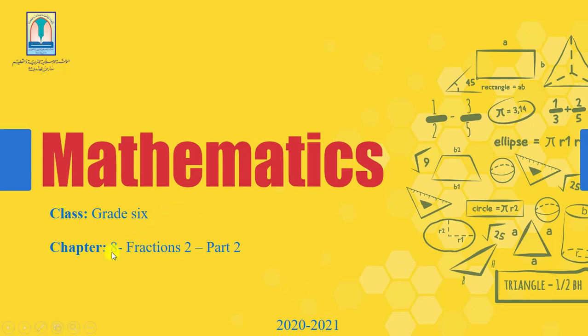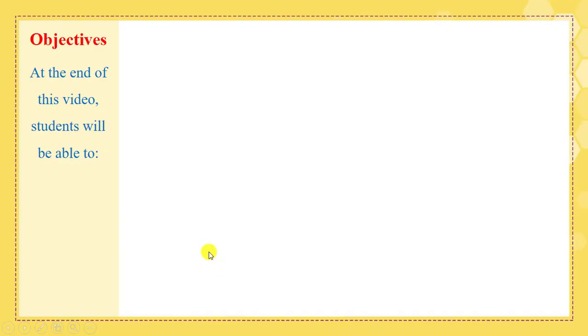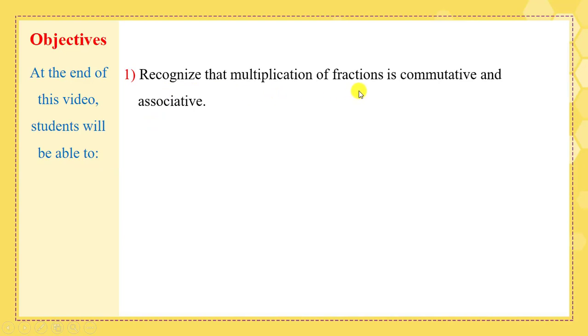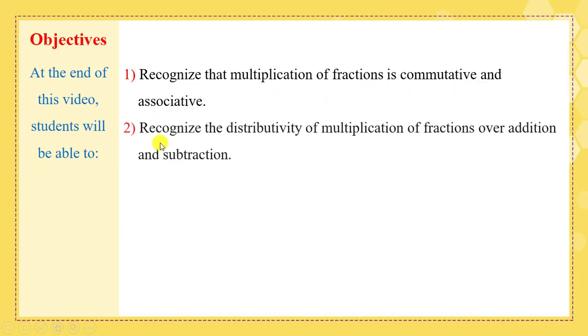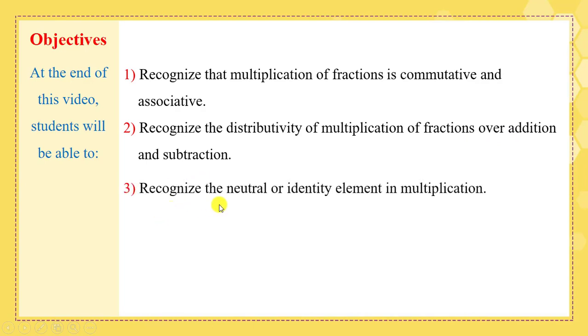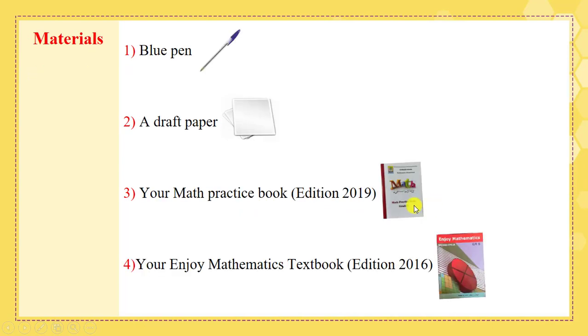Our lesson today is Chapter 8, Fractions 2, Part 2. Objectives. At the end of this video, students will be able to recognize that multiplication of fractions is commutative and associative, recognize the distributivity of multiplication of fractions over addition and subtraction, and recognize the neutral or identity element in multiplication.